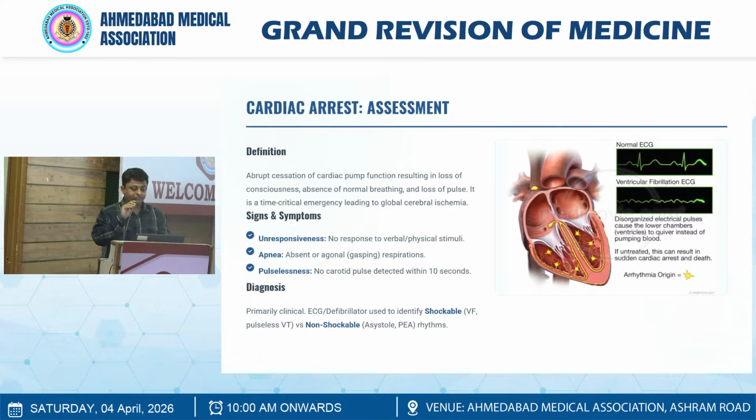Cardiac arrest. Definition, signs and symptoms: unresponsiveness, apnea and pulselessness. Diagnosis on ECG: preliminary clinical ECG or a defibrillator is used to identify a shockable rhythm versus a non-shockable rhythm. Shockable rhythm is VF or pulseless VT. Broad complex tachycardia, ventricular tachycardia which is pulseless, is always shockable.